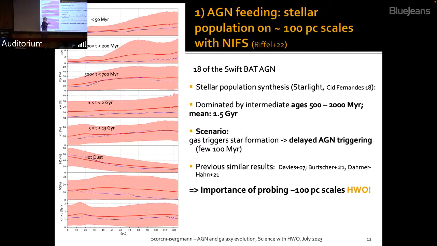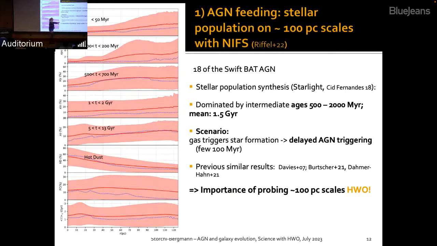So the scenario that can be concluded is that when you have the feeding of the AGN, there is gas that goes towards the center. First it triggers star formation within the inner 100 parsecs or so. And then the gas goes inwards and triggers the AGN later. Okay, so there is a delay between the star formation and the triggering of the AGN. And there are similar results that also support this result of the excess of intermediate age stars in the vicinity of AGN.